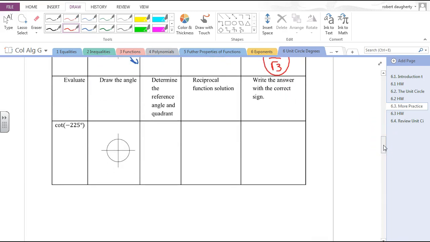Okay, cotangent of negative 225. What's the first thing I need to do with this? Draw negative 225. So if that's 0, that's negative 90, negative 180, negative 270. Where does negative 225 put me? Second quadrant, right there. That means I went to negative 180, but I kept going further. How much further did I have to go? Yeah, 45 degrees.